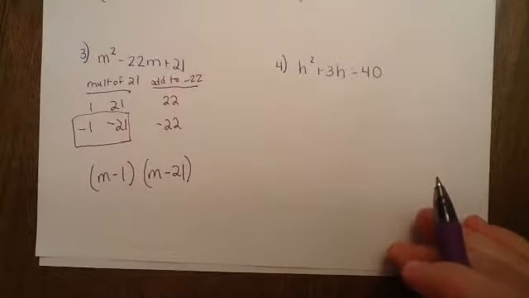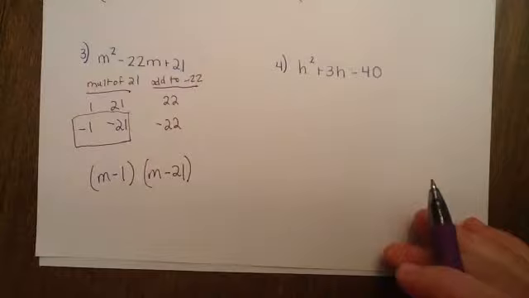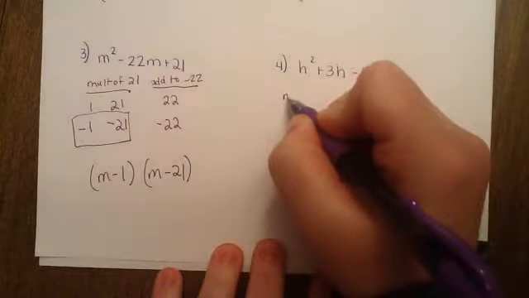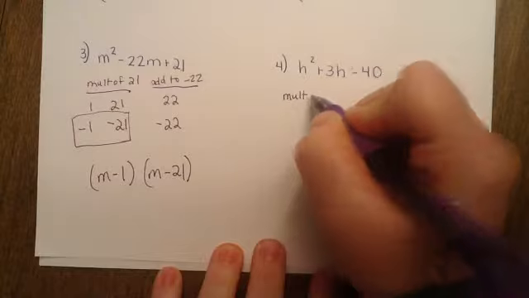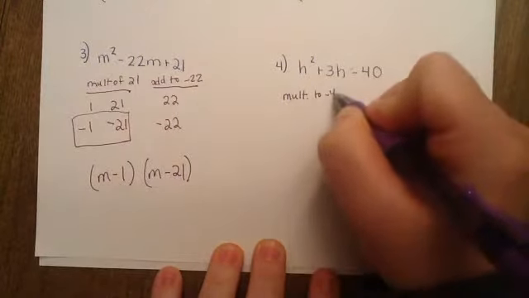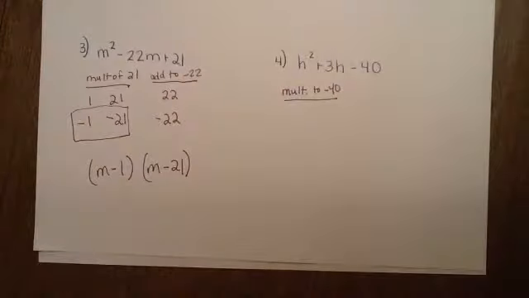Number 4, do they have any common factor? No, I can't take any piece out. So my first step is to do what? Find the things that multiply to -40 and make sure that's a -40. Multiply to -40.